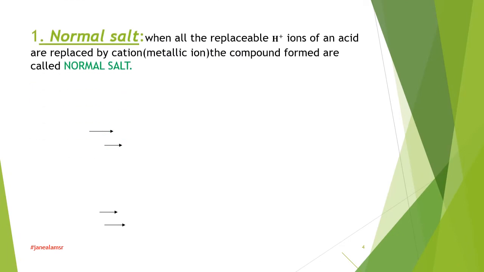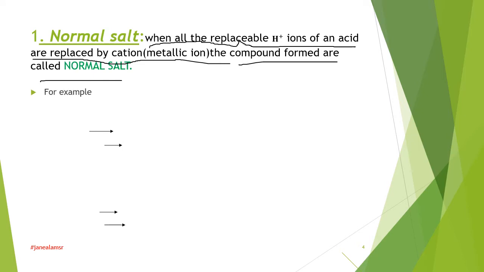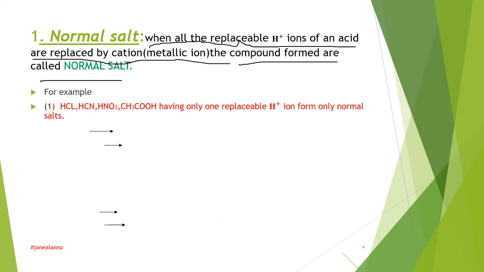What is normal salt? When all the replaceable hydrogen ions of an acid are replaced by a cation, that means metallic ion, the compound formed is a normal salt. Here you see a few examples. First example: HCl, HNO3, CH3COOH, having only one replaceable hydrogen ion, form only normal salt.